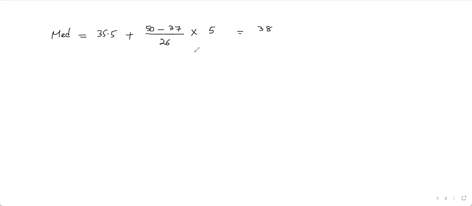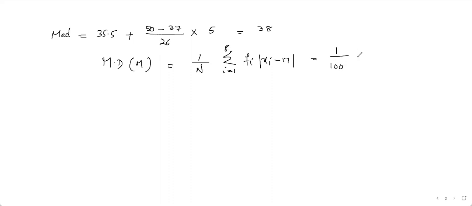And the mean deviation about the median M is given by 1 by n summation i equal to 1 to 8 fi into xi minus M, which is 1 by 100 into 735, which is 7.35. So that is the answer.